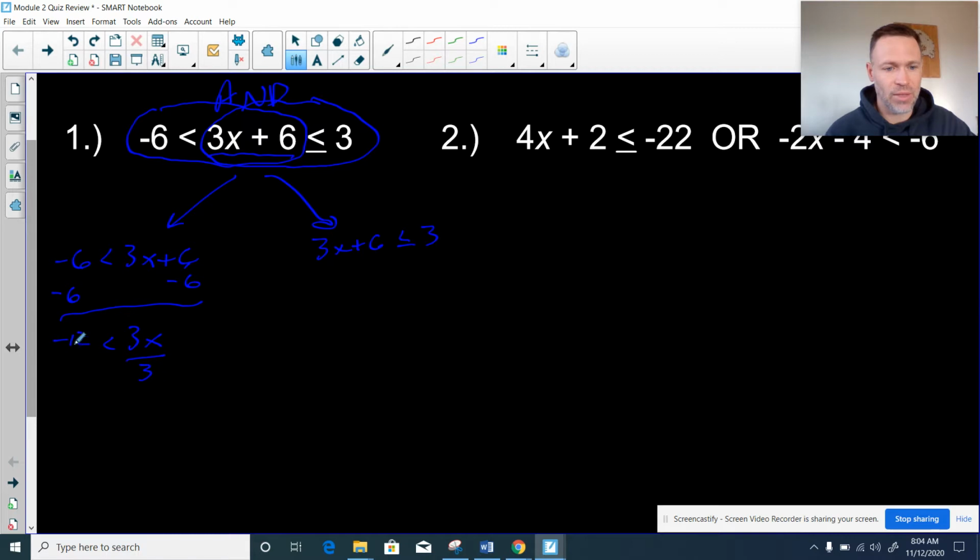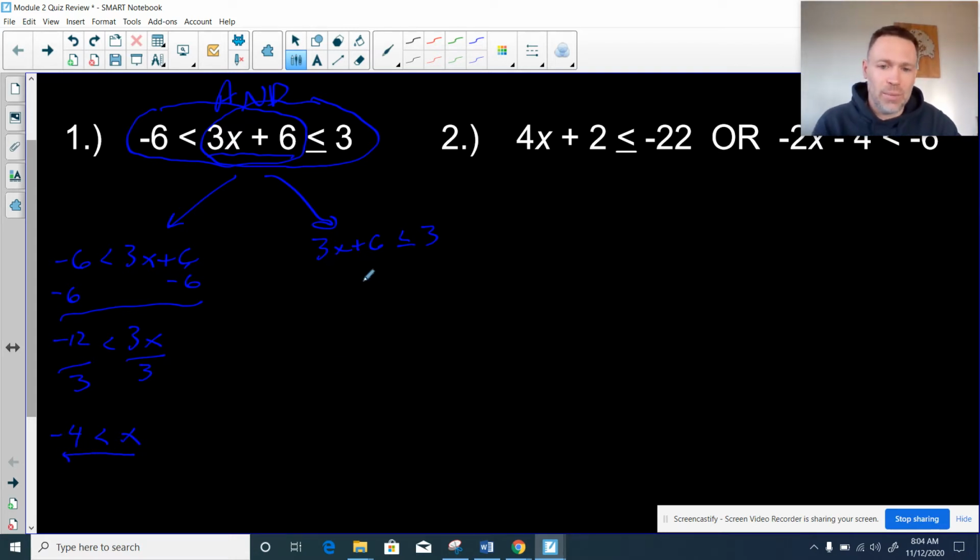And I'm going to divide by 3. And remember, it's not negative, so I'm not flipping the sign here. That'll give me negative 4 is less than x. Or if I read it from the variable's perspective, x is greater than negative 4.